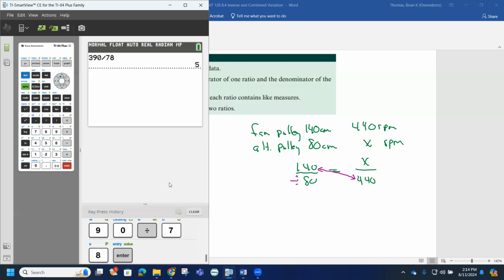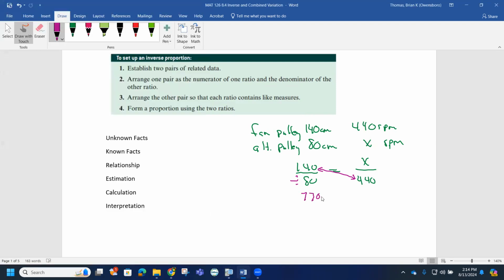So as we go through this, then we have 440 times 140. We get that answer, and then divide it by 80. And that gives us then 770. And also that it's supposed to be going faster. So 770 RPMs. That's going to be the speed of the alternator pulley.